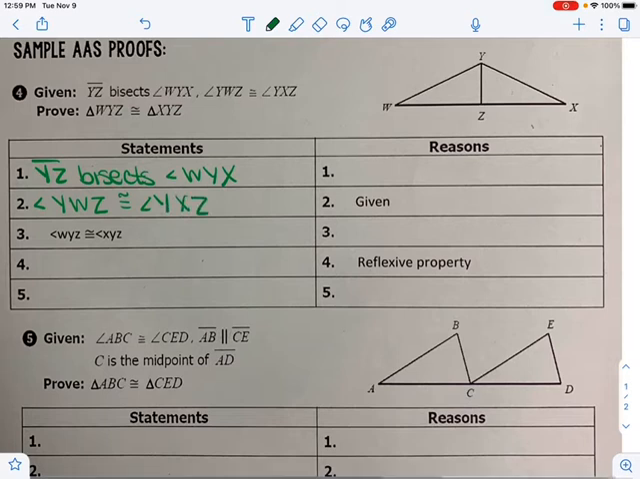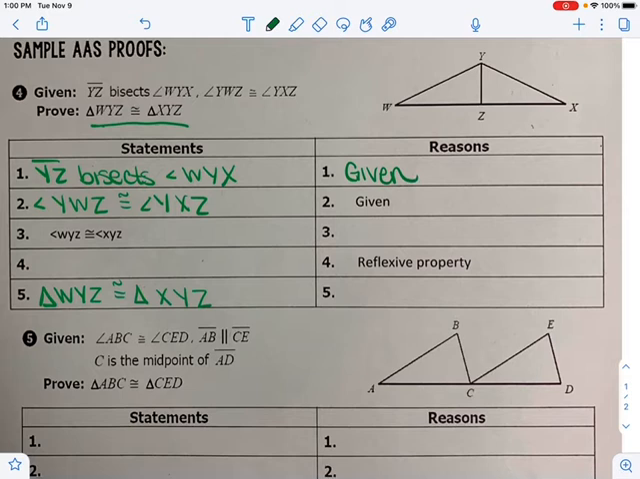Last thing I can just flat out copy is my very last statement, because my very last statement comes from what they want us to prove. So I can copy that down. Triangle WYZ is congruent to triangle XYZ. And then I always know that a proof, no matter what, will always start with given, so I can fill in my first reason for given.